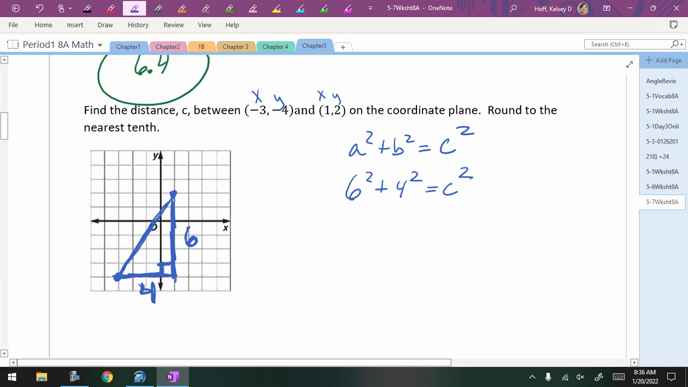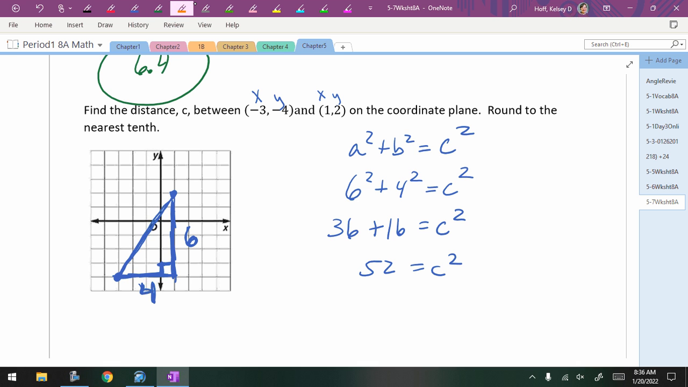Now we gotta square them. 6 squared, 36. 4 squared, 16. And we add them together, we get 52. Now put your square root key in and get the square root of 52.